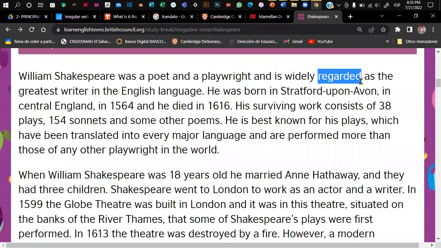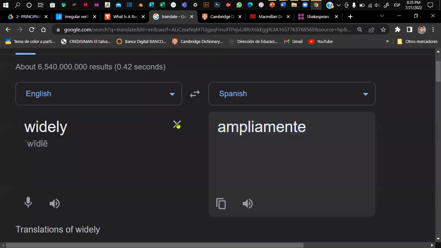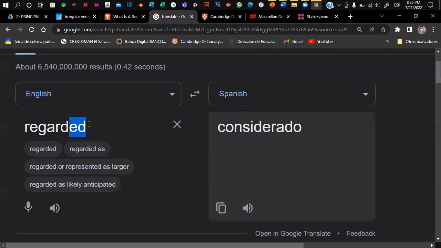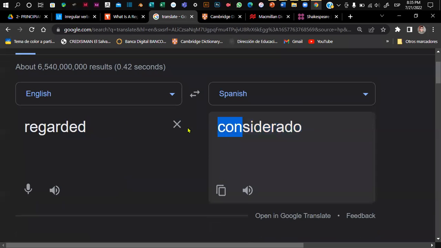Regarded. This is like a verb in the simple past, but it's regular. If you check, it has the letters ED. Yes or no? Yes. And what is regarded? Considerado. But repeat the word. Regarded.